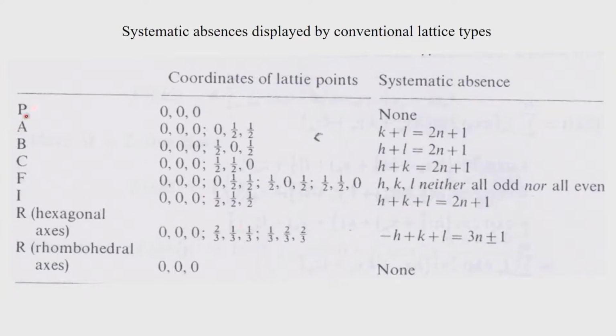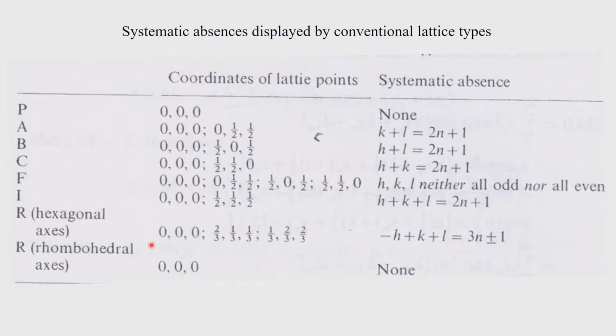Now, these systematic absences occur in all general reflections, be it projection, be it axial, it will occur in all HKL reflections. So, we have to consider all the HKL reflections in this particular case. I have given here 2 additional entries. We have not discussed at all in detail the rhombohedral and the hexagonal systems, because I just thought that this is slightly away from the plan of this course.